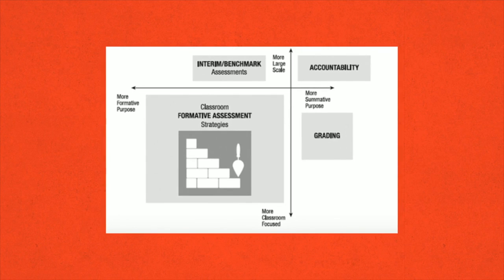Take a minute to stop and reflect on Brookhart's four quadrants. Closely look at the way it is organized and pay close attention to the formative assessment box. If you notice, steps are used to represent formative assessment because it is truly the stepping stones teachers and students can and must use to reach success in learning.